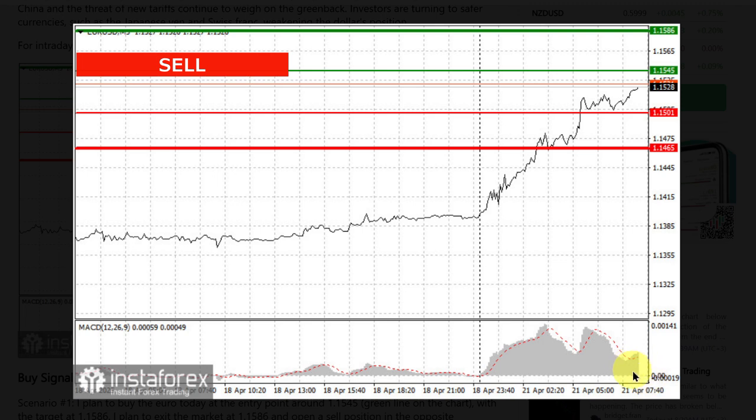You could also plan to sell the euro today if the 1.1545 level is tested twice in a row while the MACD indicator is in an overbought zone. This will limit the pair's upside potential and lead to a downward reversal. A drop toward the opposite levels 1.1501 and 1.1465 can then be expected.